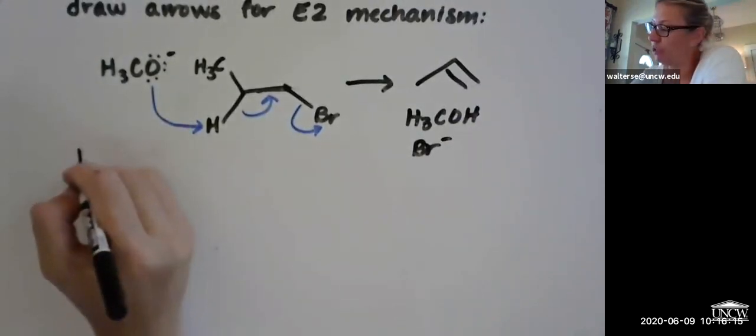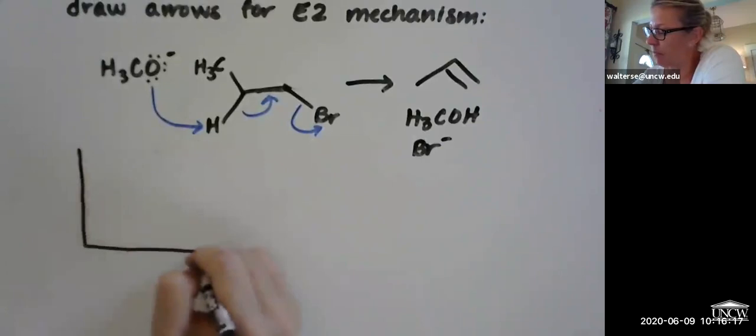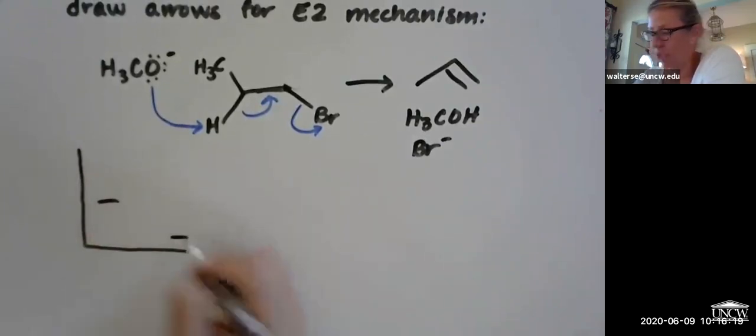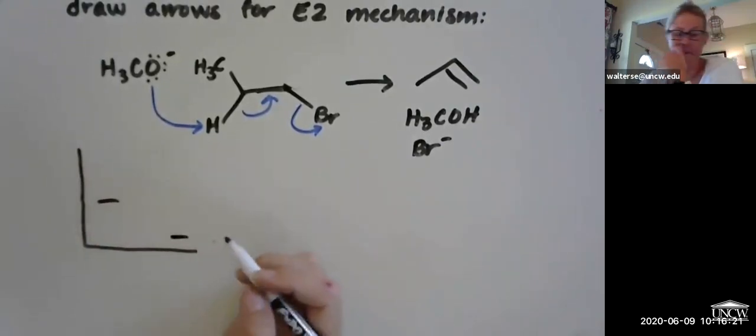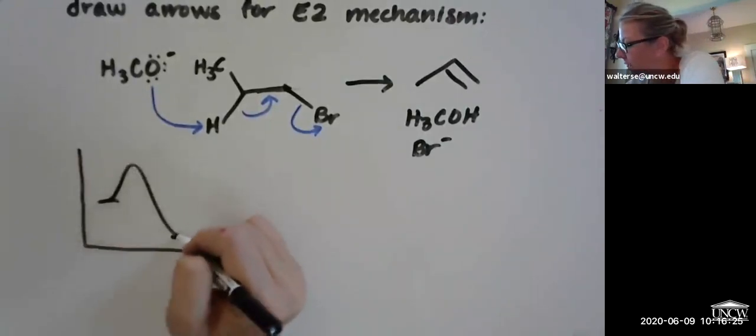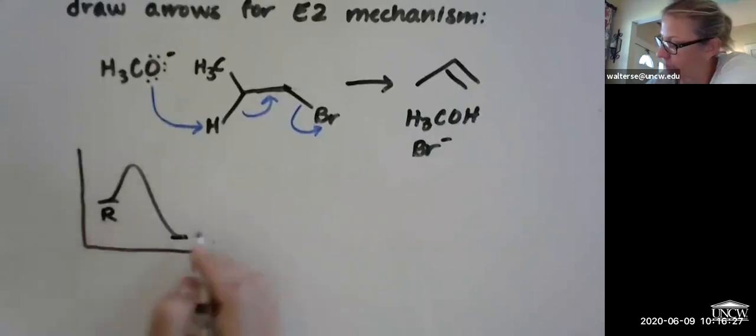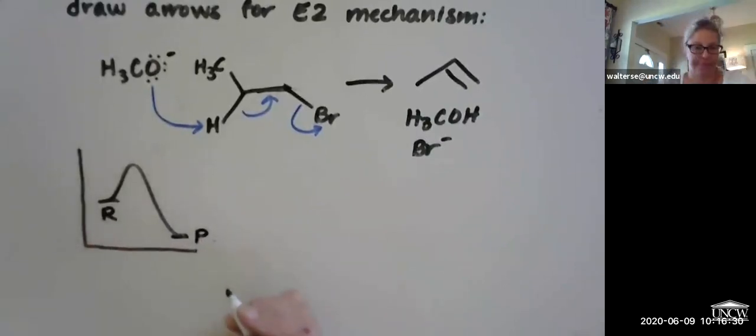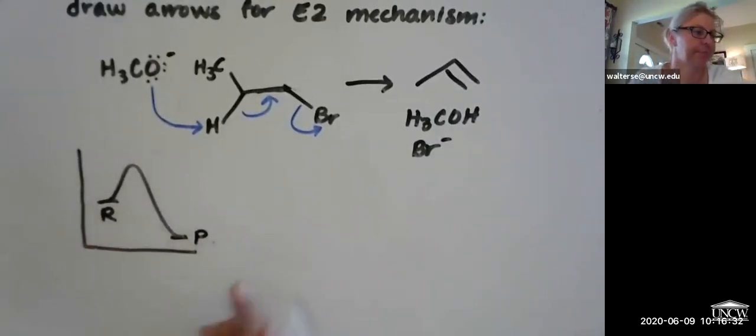Okay. So E2 mechanisms are one step. I'm just going to show it as being exothermic. One transition state, no intermediates.